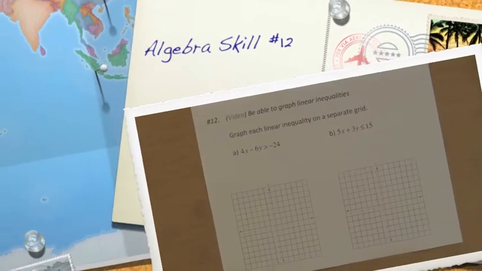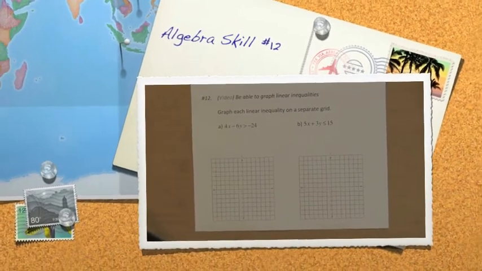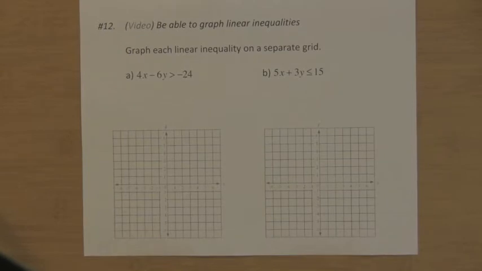All right, skill number 12, graph linear inequalities. Each one will be graphed on its own grid. For the first one, I like to think of this kind of like a three-step process. First, let's find the intercepts for the equation that's going to be that boundary line.